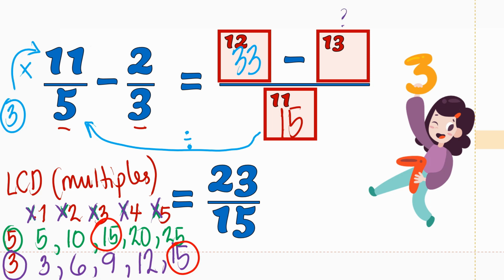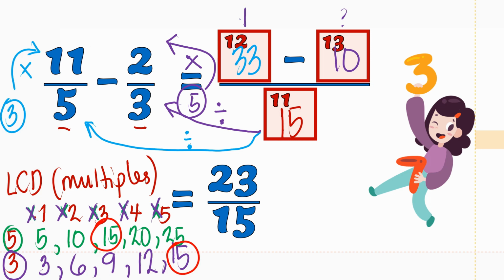To find that, yung 15 mo naman na LCD, i-divide mo ngayon sa 3. 15 divided by 3, that is 5. And then, etong 5 na to, i-times mo dito sa 2. Therefore, that is 10. Then, mag-solve ka na. 33 minus 10, of course, that is 23. And you just copy the 15 denominator here into here.